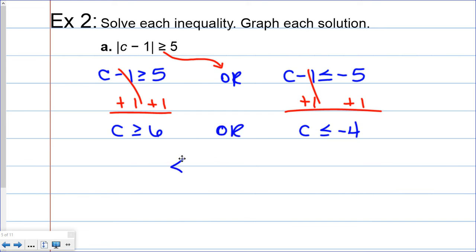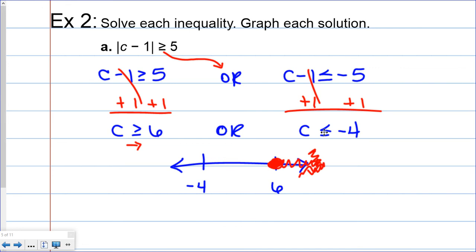So let's draw our number line. Your smallest number goes on the left, so that -4 is going to go on the left. Largest number goes on the right, that's the 6. So if we look at the 6, the 6 is greater than or equal to, so there's going to be a closed circle on 6. And it's greater than, so it shades to the right. So we're going to shade all the way to the right there and make a bigger arrow with my shading.